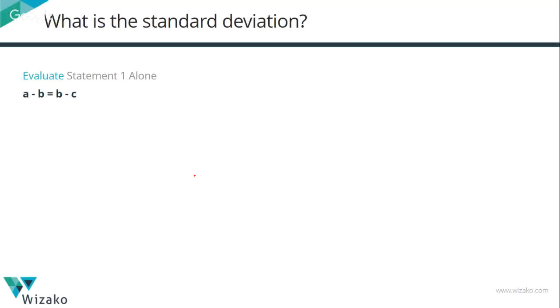Evaluate statement 1. A minus B is equal to B minus C. Let's rewrite it. A plus C is equal to 2B. A plus C divided by 2 is equal to B, is what it says. So B ends up being the average of A and C. And the way these numbers are stacked, it essentially means that the gap between A and B is the same as the gap between B and C.